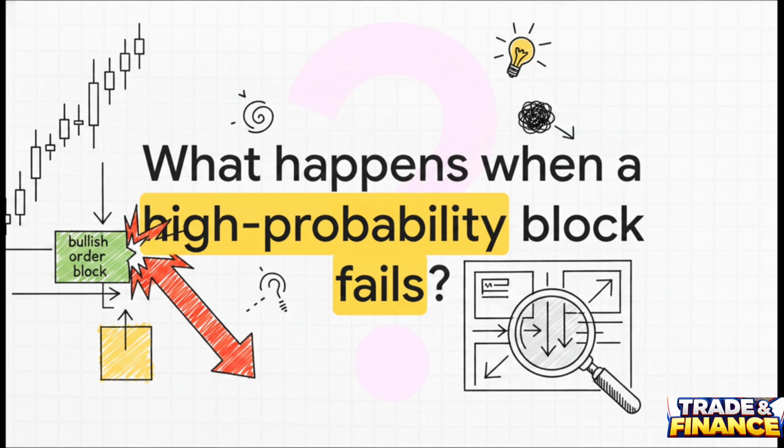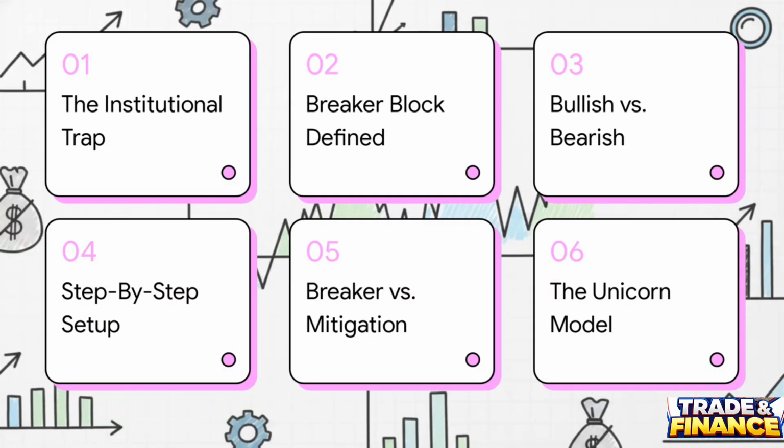But what if I told you that this failure isn't random at all? What if that broken order block is actually handing you a blueprint for the real market direction? So, here is our roadmap for today. First, the institutional trap. Second, the breaker block defined. Third, bullish versus bearish anatomy. Fourth, the step-by-step setup. Fifth, breaker versus mitigation blocks. And finally, number 6, the unicorn model.